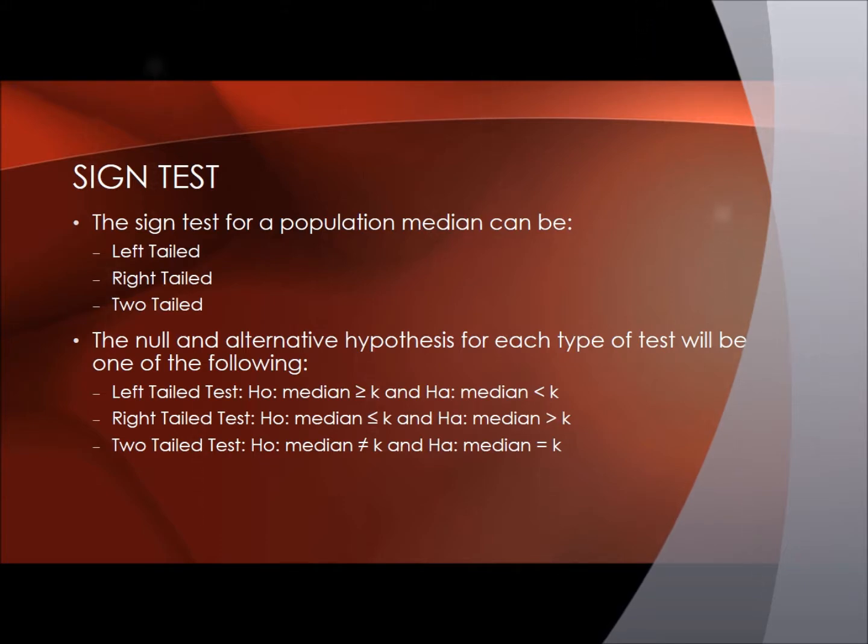Left-tail test: the null hypothesis says the median is greater than or equal to k, and the alternative hypothesis says the median is less than k. For the right-tail test, the null hypothesis says the median is less than or equal to k, and the alternative hypothesis is the median is greater than k. And the two-tailed test says the null hypothesis is the median is equal to k, and the alternative hypothesis says the median is not equal to k.